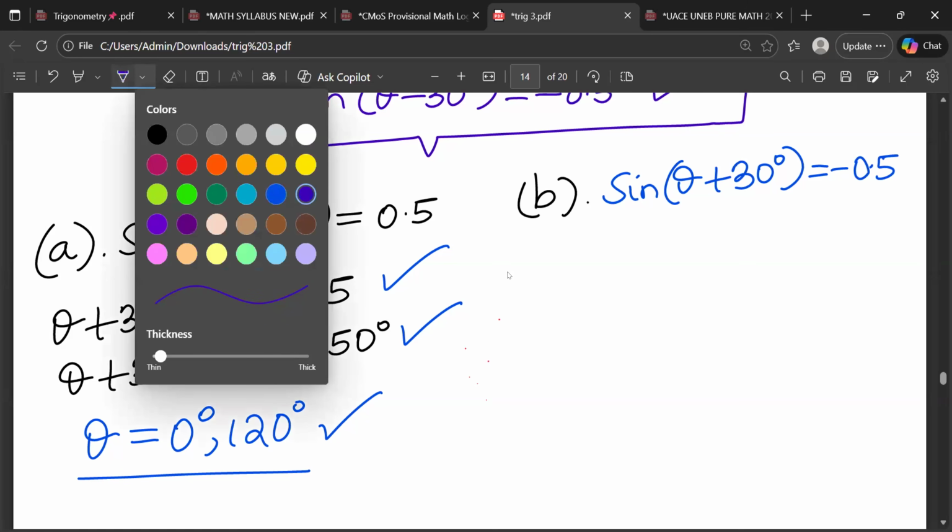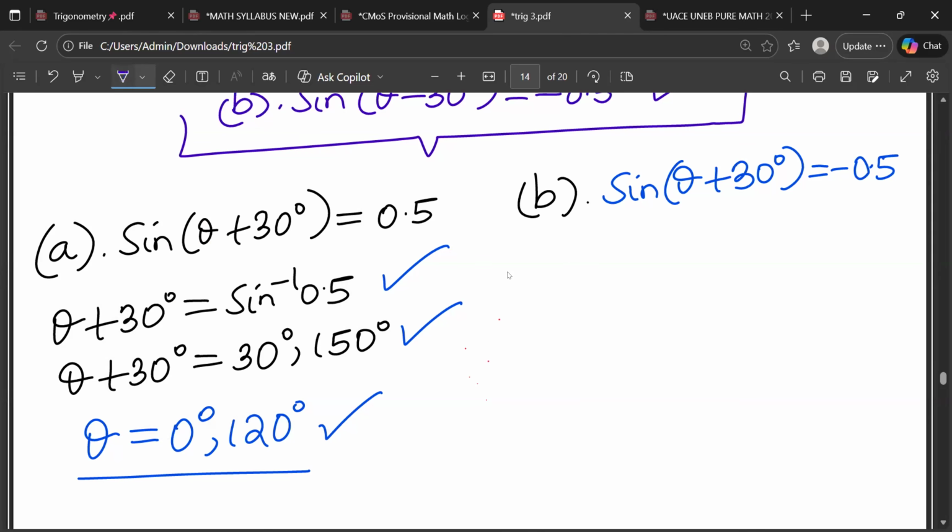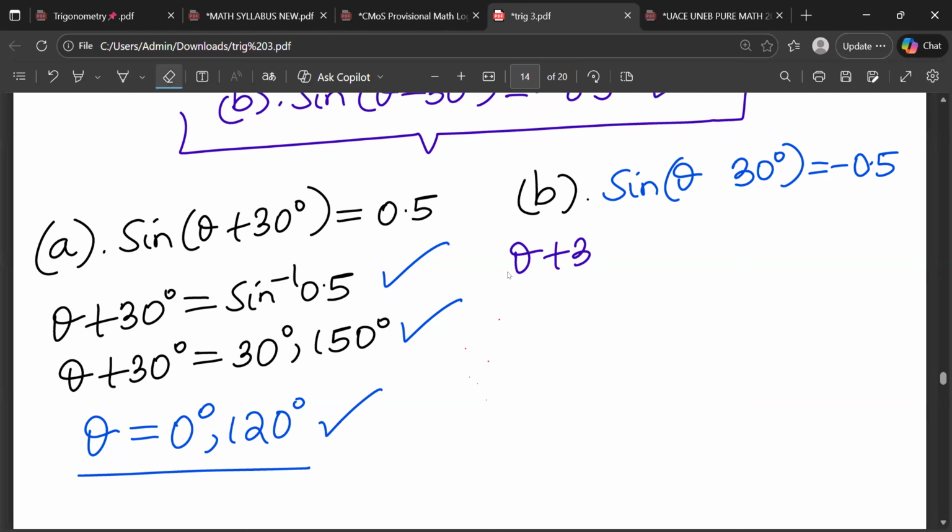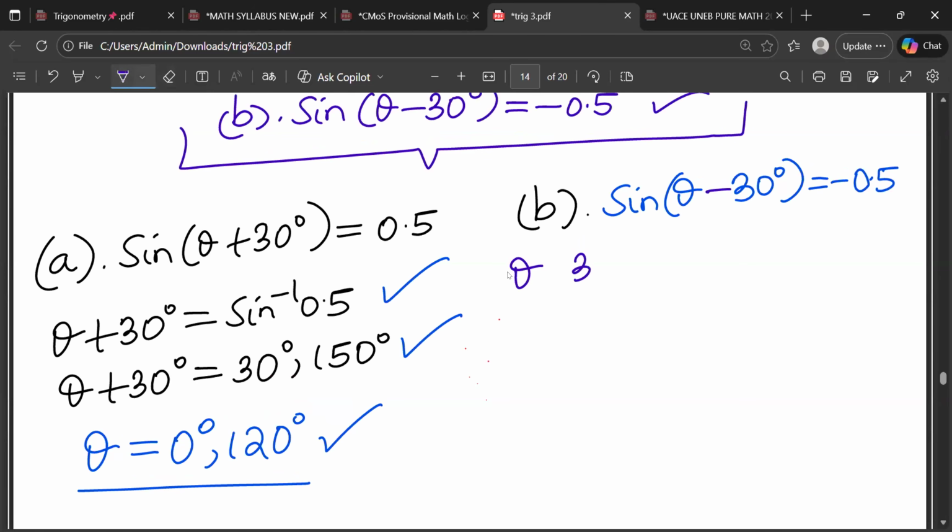So as you do negative, let me also do it, then you just confirm. Actually, this was minus. So let me also put here minus. This was minus. So minus was minus. This is 30. So this will be sine inverse. Ignore the negative. Negative means third and fourth here.